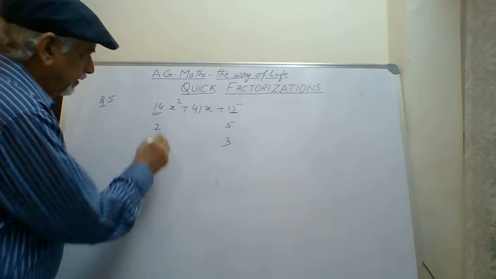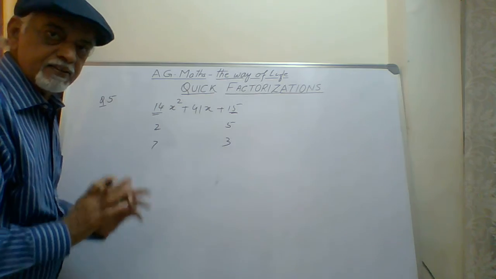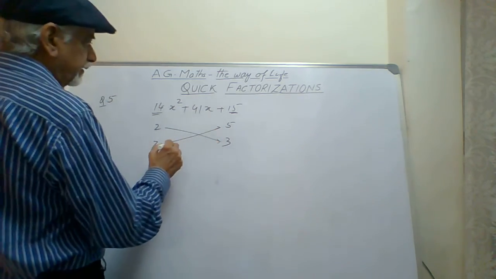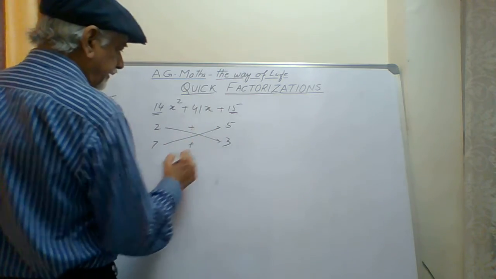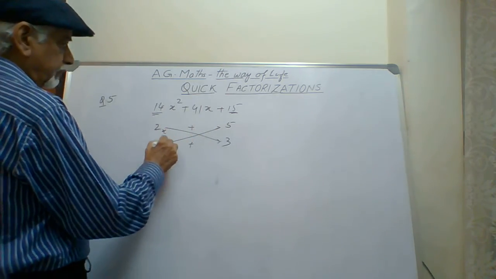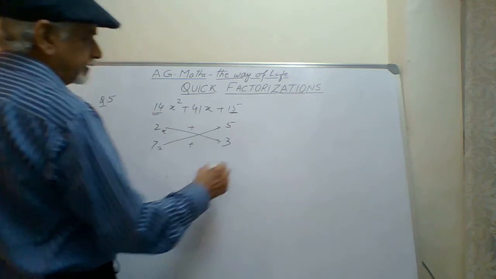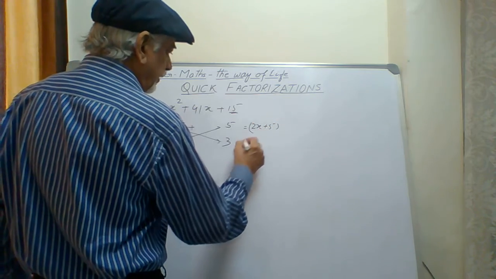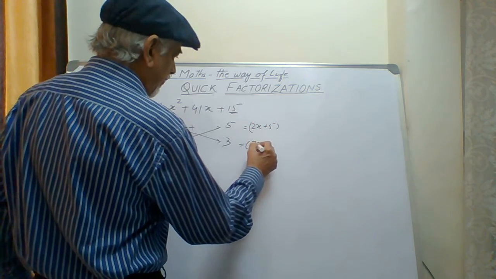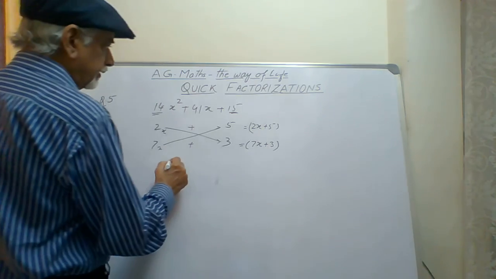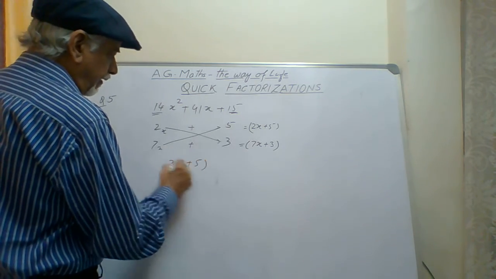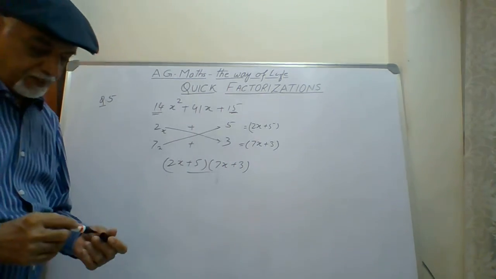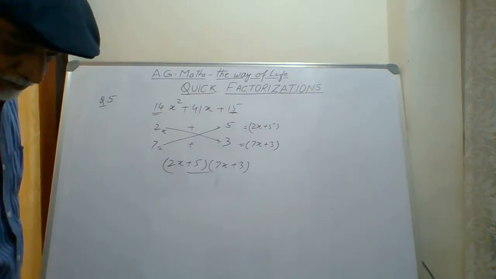7 5s are 35 and 6. 35 and 6 is 41. It is giving me that. So cross multiply and get that. Both are positive, so put the positive sign here. Keep an x here because 2x and 7x gives you 14x square. Then your answer is 2x plus 5 and 7x plus 3. So the factors are 2x plus 5 and 7x plus 3. Bingo. That's all. So fast.